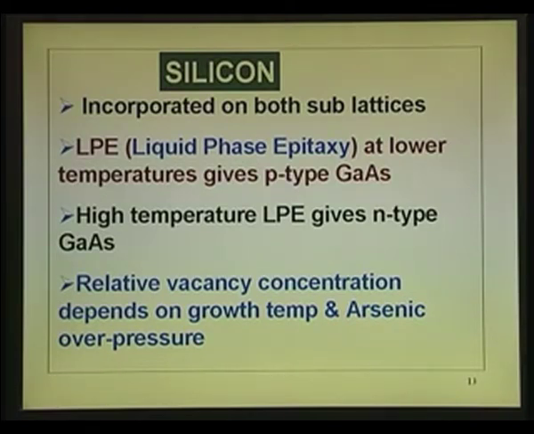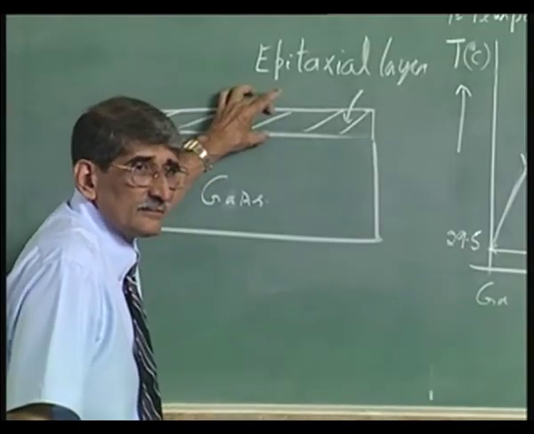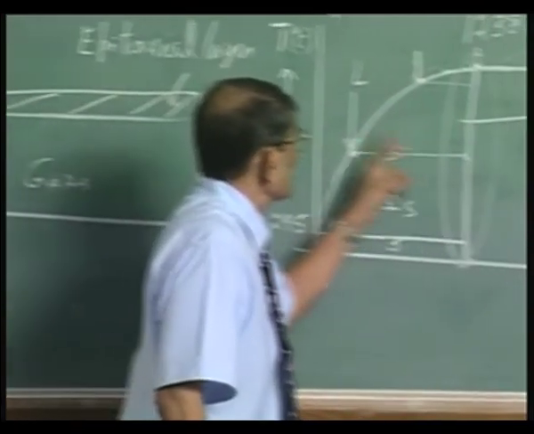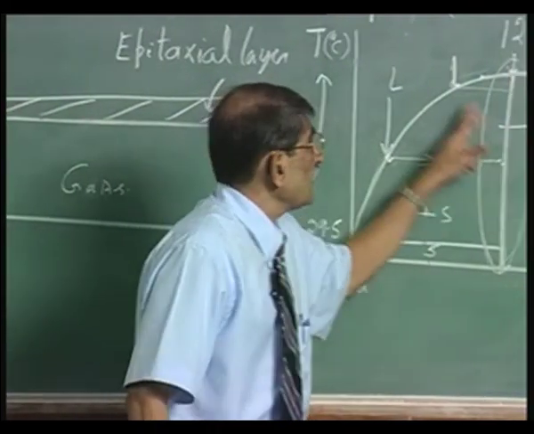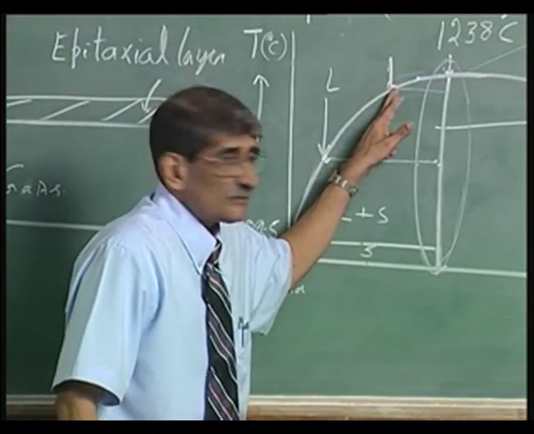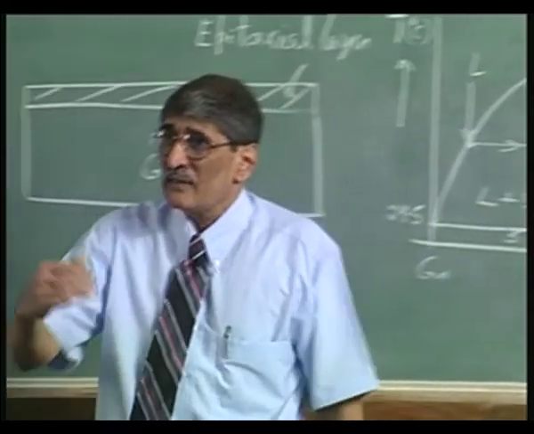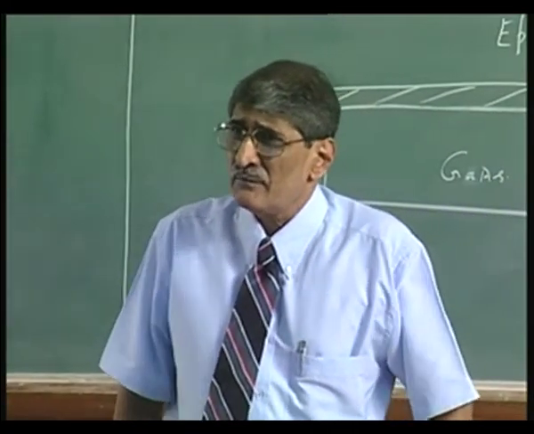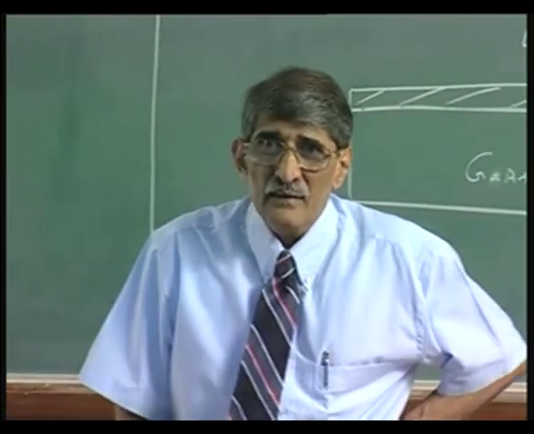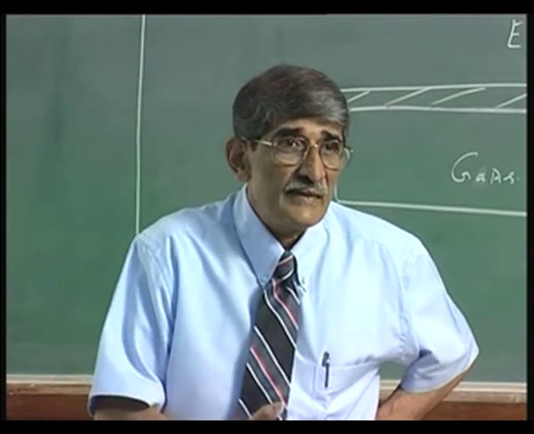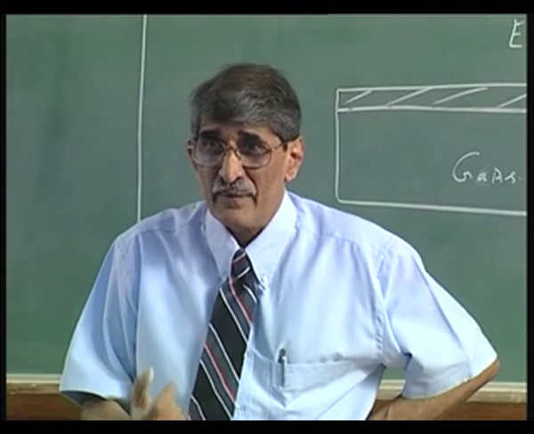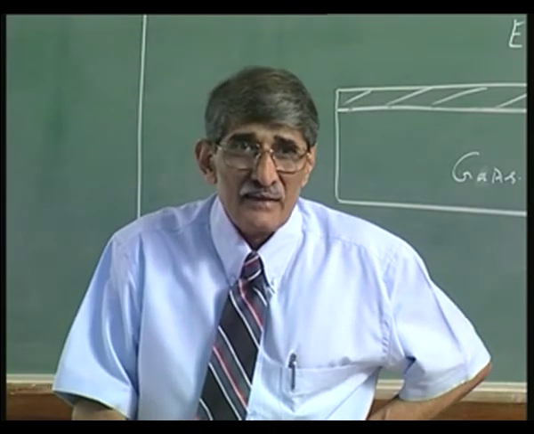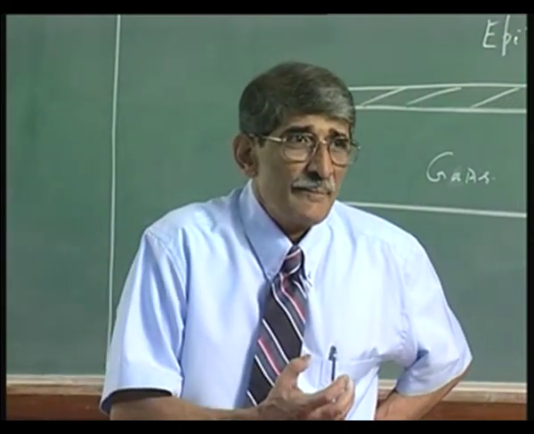You grow up to certain depth at that temperature, then suddenly jack up the temperature quickly, and you will get n type. So, you can get a p-n junction. In fact, light emitting diodes of that nature can be made. You can get very high pure material with liquid phase epitaxy. So, this is one of the advantages, and this tells you that it is not necessary that silicon will go and make n type only in gallium arsenide.